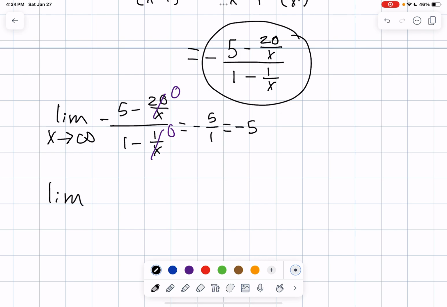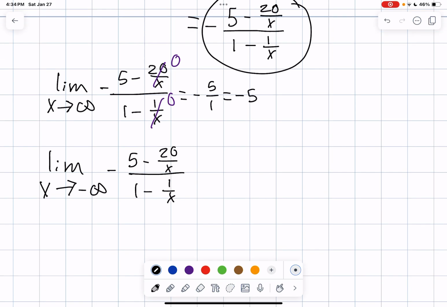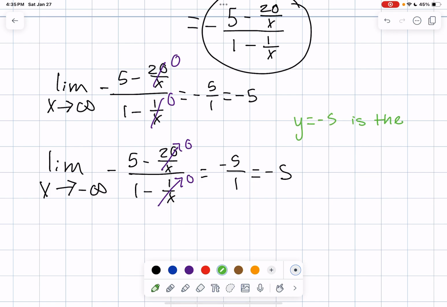Let's do the same thing for the limit as x goes to negative infinity. You'll have negative 5 minus 20 over x, over 1 minus 1 over x. Well, as we go to negative infinity, these terms are also going to cancel out to 0. So you're going to be left with negative 5 over 1, which equals negative 5. So y equals negative 5 is the horizontal asymptote of g of x.